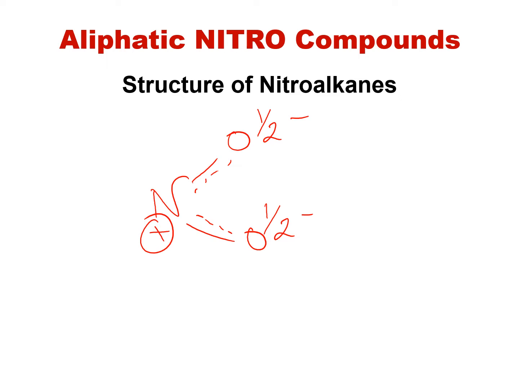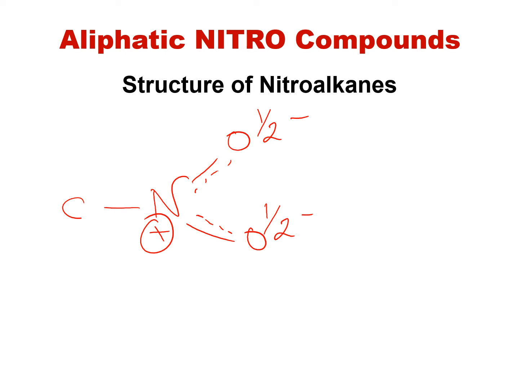It's equally distributed between both oxygens, since they both have the same electronegativity, and thus they both have the same ability to attract electrons. And that's why both resonating structures exist in the same manner. They exist exactly the same. So this is the structure of the nitro compounds, whether aliphatic or aromatic.